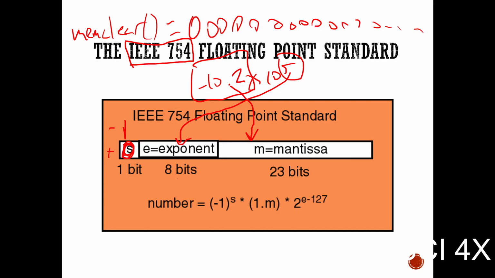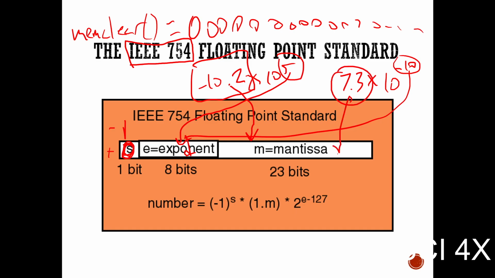So do you guys kind of understand, like, 7.3 times 10 to the negative 10th, something like that? So the exponent would be kind of like that part there. And the mantissa is this part.